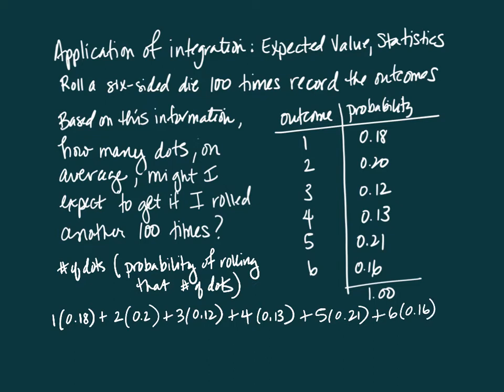And if we plug this into our calculators, we get 3.47. So on average, I'm getting somewhere between 3 and 4 dots on 100 rolls, an average of about 3.5 dots. Well, we can't actually get 3.5 dots, so I'm going to get either 3 or 4 in general. That's my average number of dots rolled if I roll this about 100 times.